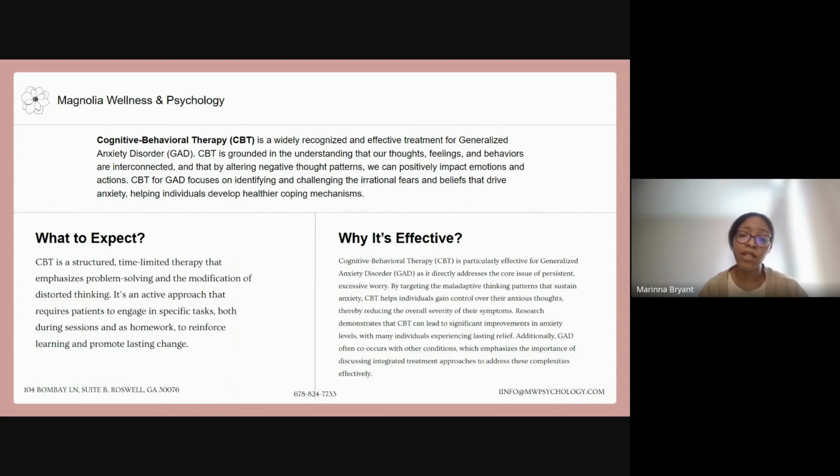So, cognitive behavioral therapy is particularly effective for anxiety disorders as it directly addresses the core issue of persistent excessive worry. So, by targeting the maladaptive thinking patterns that sustain anxiety, CBT helps individuals gain control over their anxious thoughts, thereby reducing the overall severity of their symptoms. Research demonstrates that CBT can lead to significant improvements in anxiety levels, with many individuals experiencing lasting relief. Additionally, anxiety disorders often co-occur with other conditions, which emphasizes the importance of discussing integrated treatment approaches to address these complexities effectively. And so, what I mean by co-occurring with other conditions, so you may see GAD along with major depressive disorder or post-traumatic stress disorder, for example. So those anxiety may pop up within those mental disorders as well.